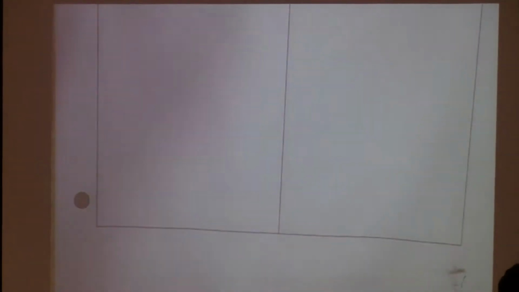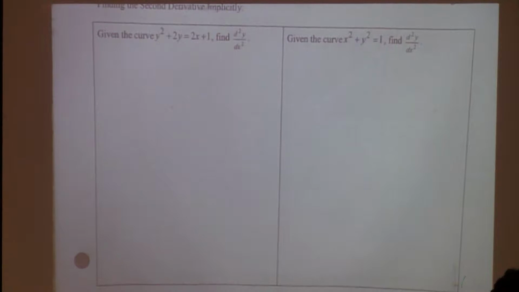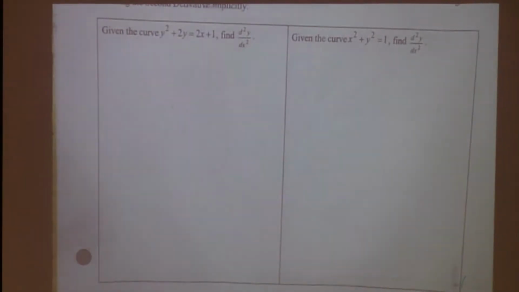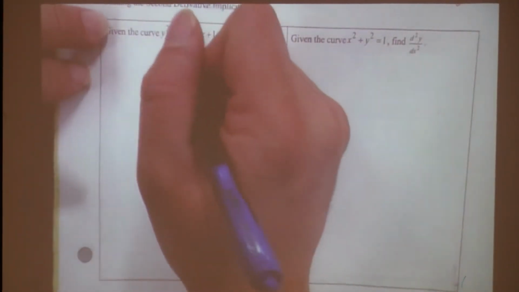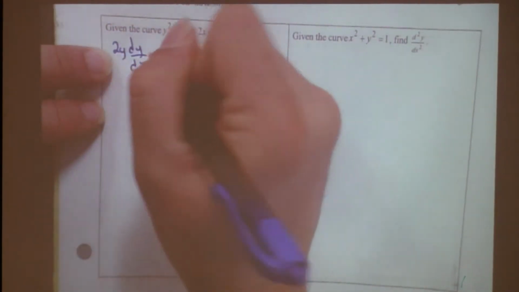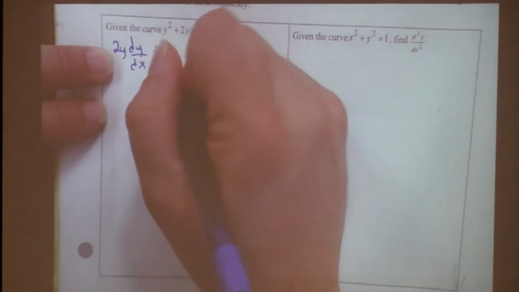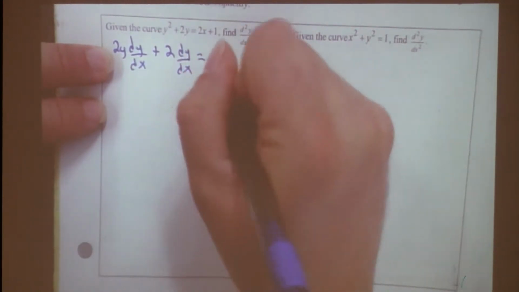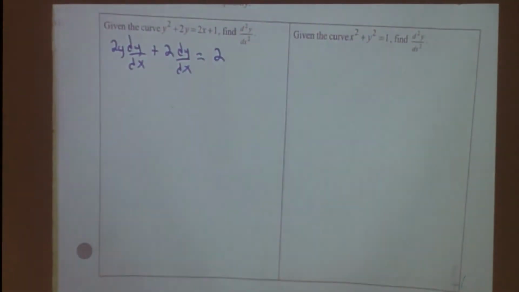Alright, here we go. Same idea, except now notice the notation here that we're getting the second derivative. It has that little 2 there. In order to get the second derivative, we first have to find the first derivative, right? So let's do it. Derivative of y squared: 2y dy/dx, plus 2 dy/dx equals 2.